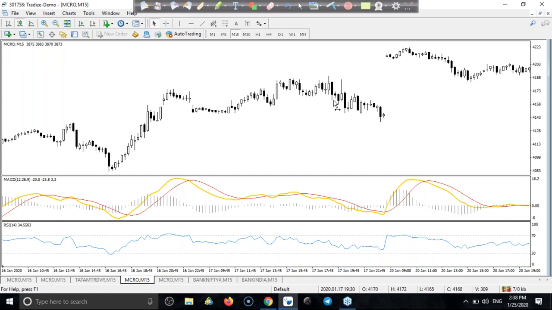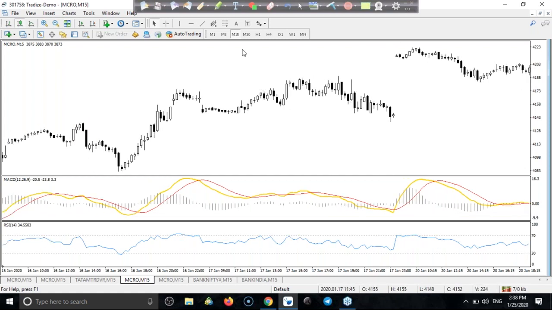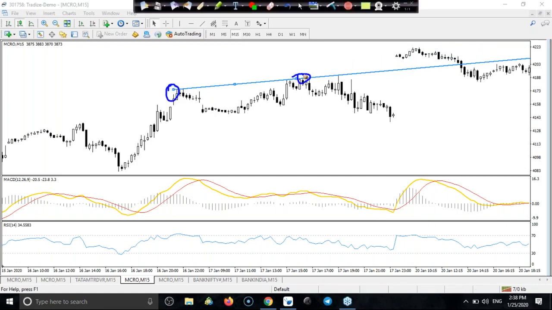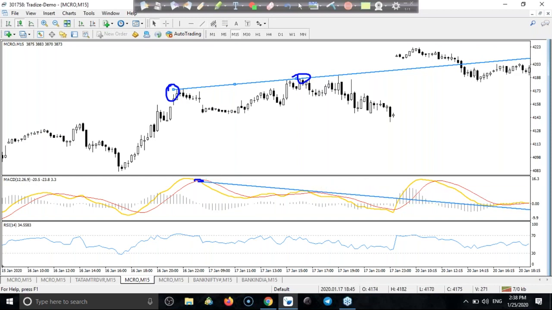Now you can see in this area we have seen some divergence. Price is creating higher high and higher low. Two points are there. We just connected the first point and second point. And I connect two lower points. Have you seen it? This higher point, next you can see this higher point. When we connect these two higher points, we have a divergence.